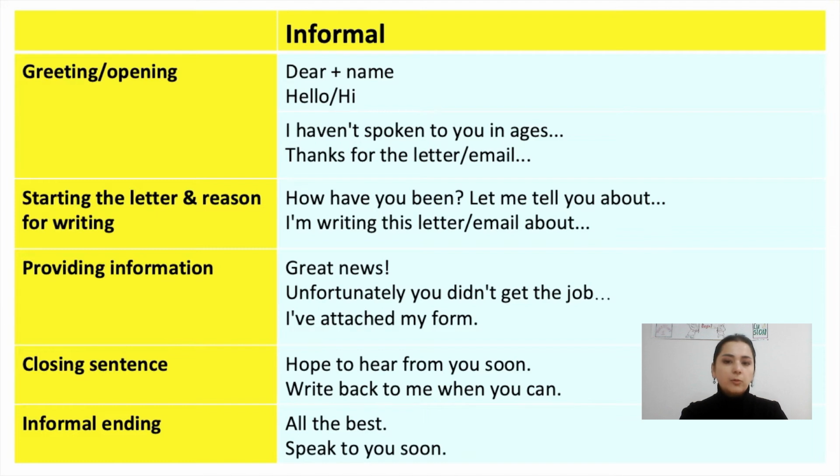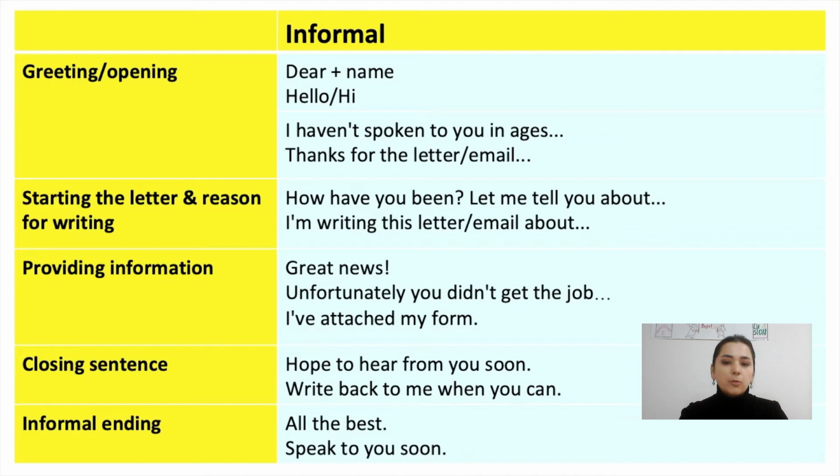Some examples of openings include I haven't seen you in ages. Thanks for the letter or email. The opening will usually depend on your reason for writing. Then we proceed to starting the letter and explaining the reason for writing. For example, how have you been? Let me tell you about. Or I am writing this letter or email about. And then you would give your reason.